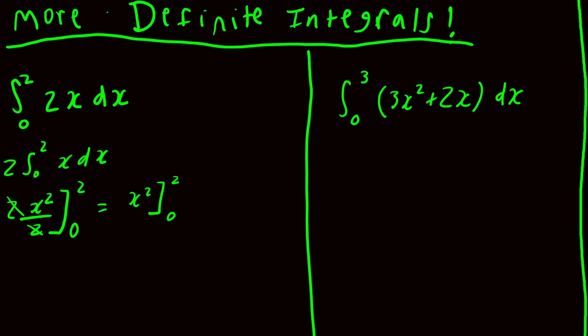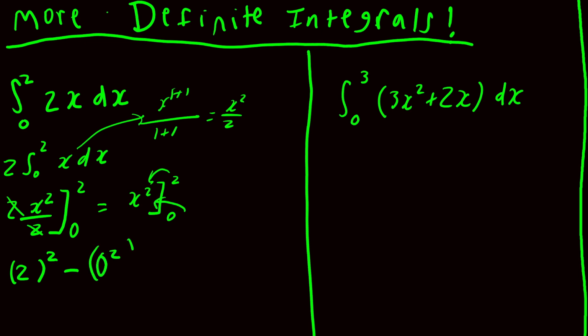And how did I get x squared over 2? Well, this is just x to the 1 plus 1, sorry, over 1 plus 1, which is x squared over 2. Now we do the same. We put this in here: 2 squared minus 0 squared. So we plug in the top bound minus the bottom bound. So this is just 4 minus 0, which is 4. And boom, that's our answer.